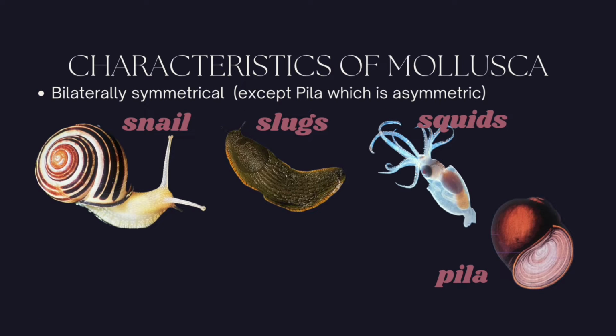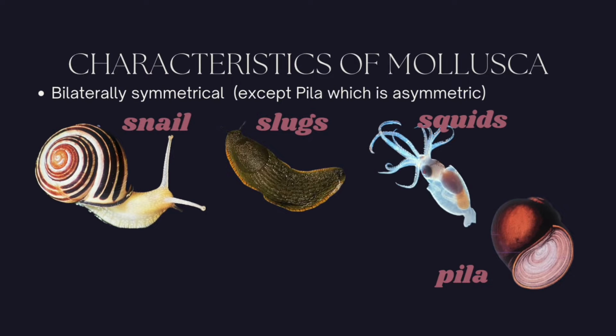Next, we can move to the characteristics of Mollusca. First of all, Mollusca are bilaterally symmetrical, except for pila, which is asymmetric. Now we can see here examples of mollusca such as snails, slugs, squids, and pila.